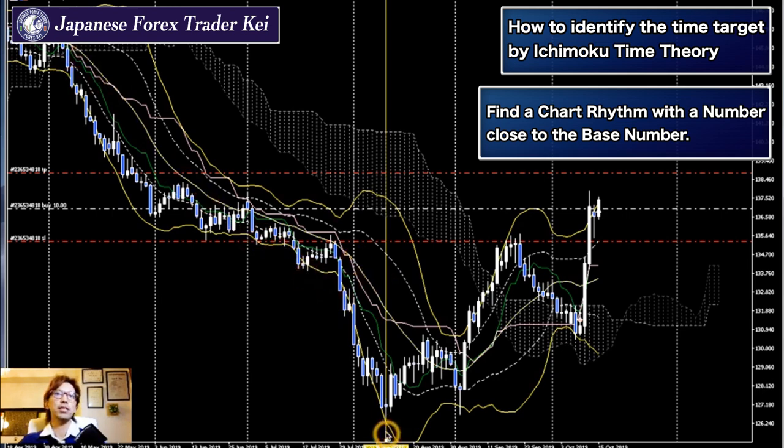What's remarkable is this lowest. In this case, you only focus on this low to the future, because if you go backwards, you pretty much find nothing. It was 16 candles to the next lowest, so I put the vertical line here.